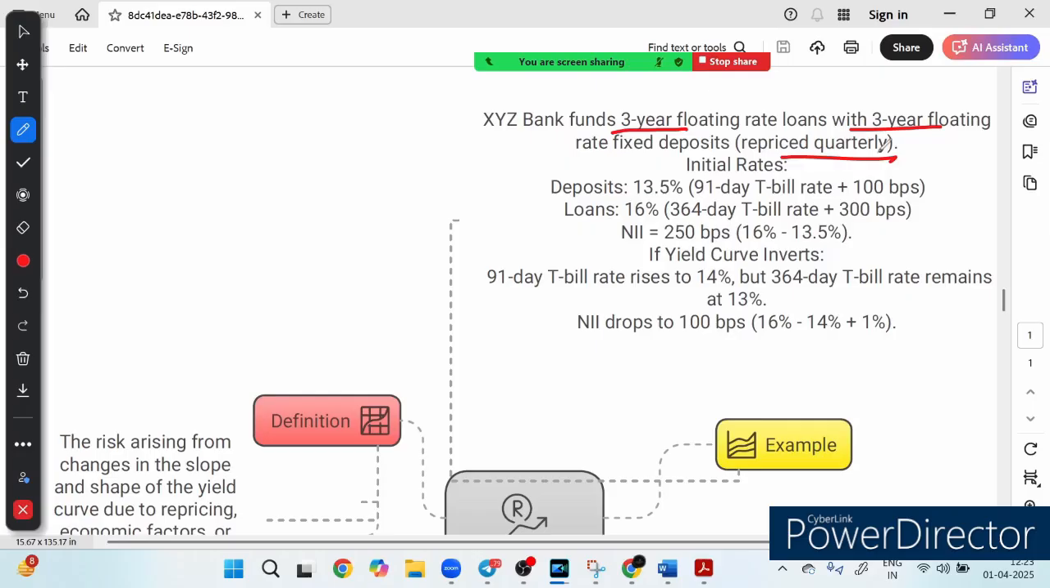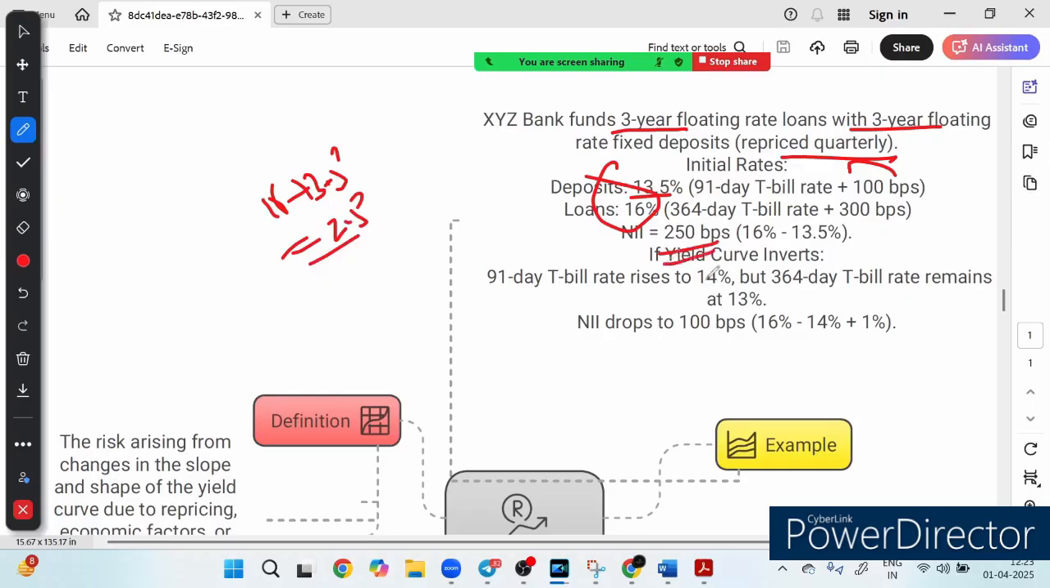In the initial scenario, you can see the deposit rate is 13.5%, linked to the 91-day treasury bill plus 100 bps, and the loan rate is 16%, linked to the 364-day treasury bill plus 300 bps. So what will the total NII be? It will be 250 bps. Just find the difference: 16 minus 13.5 gives you 2.5, or 250 bps, right?